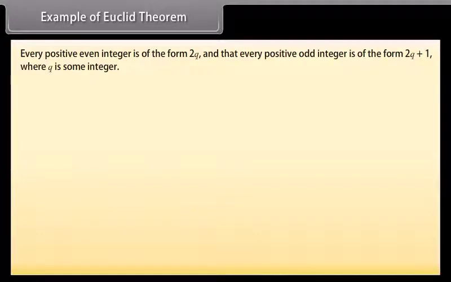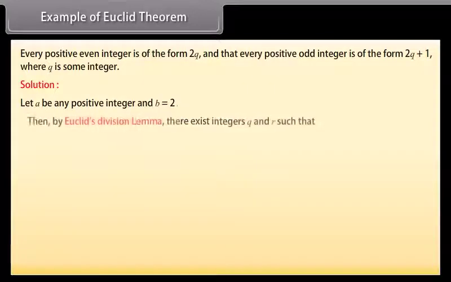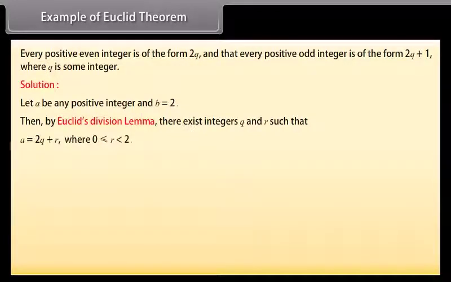Example of Euclid's theorem. Let us now prove that every positive even integer is of the form 2q and that every positive odd integer is of the form 2q plus 1, where q is some integer. Solution. Let a be any positive integer and b is equal to 2. Then by Euclid's division lemma, there exist integers q and r such that a is equal to 2q plus r, where 0 is smaller than or equal to r is smaller than 2.